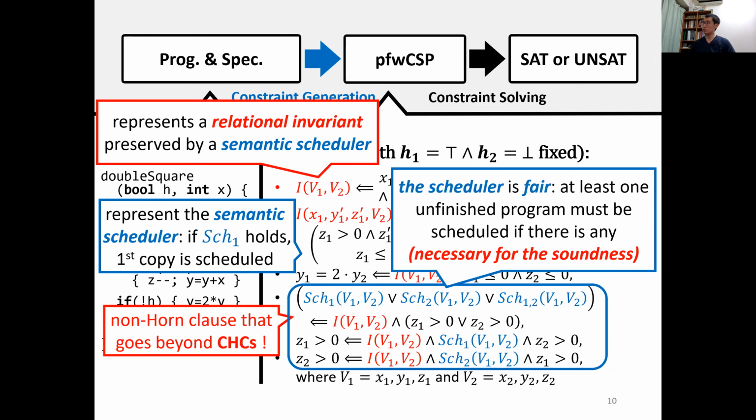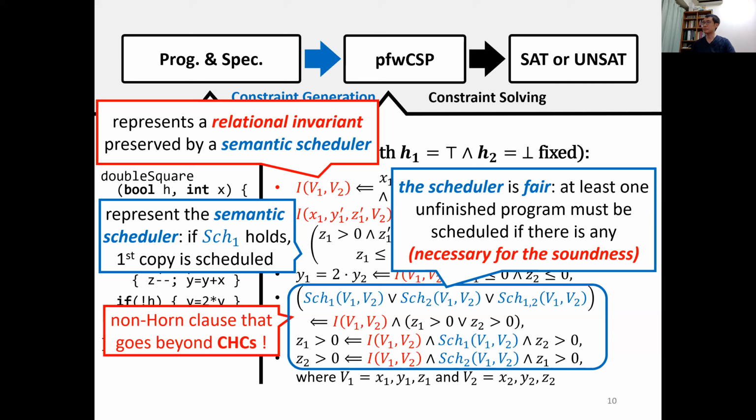Note that for those of you who know constrained Horn clauses, this clause is not a constrained Horn clause because it has disjunctions at the head position. So these are predicate constraints like CHCs, but they cannot be expressed as CHCs.